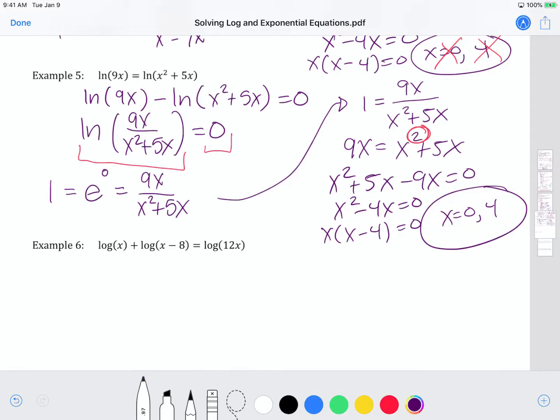If I plug in 0, I get the natural log of 9 times 0, which is 0. And I can't take the log of 0. So this one's out. I can't use that one. If I plug in 4, that gives me the natural log of 9 times 4, which is 36, is equal to, and then on the other side, I have 4 squared, which is 16, plus 20. So I have the natural log of 36 on the other side as well. So 4 works in this case, but 0 doesn't. So x equals 4 would be my only answer.